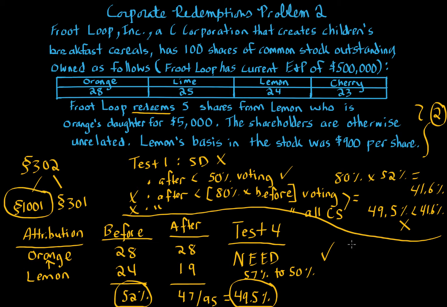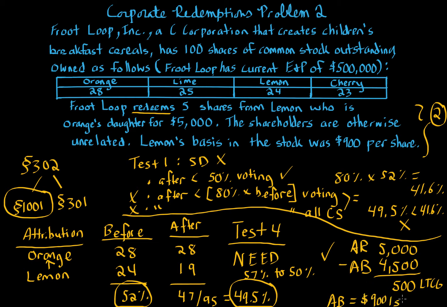So what does that mean? That means the amount realized is going to be the amount received, which is $5,000, minus the adjusted basis. So there's 5 shares that are being redeemed times the $900 basis per share. That's $4,500. There's a $500 realized and recognized gain. Assuming that Lemon has held the stock for more than a year, that's going to be a long-term capital gain. And finally, the last thing to note is that the adjusted basis of the remaining shares is still going to be $900 per share going forward. Those are the consequences.